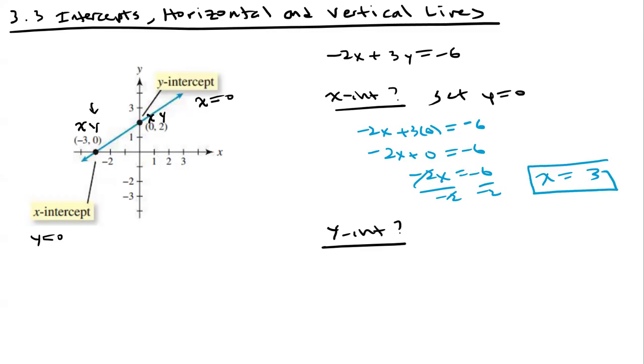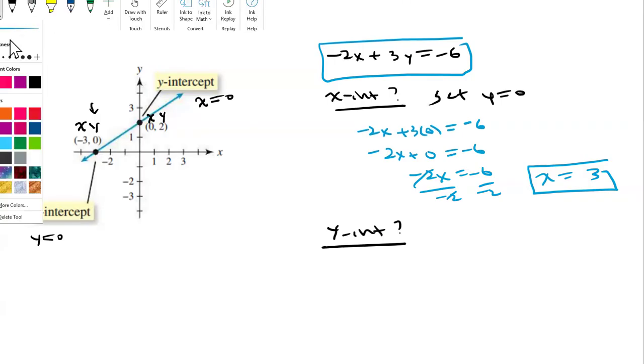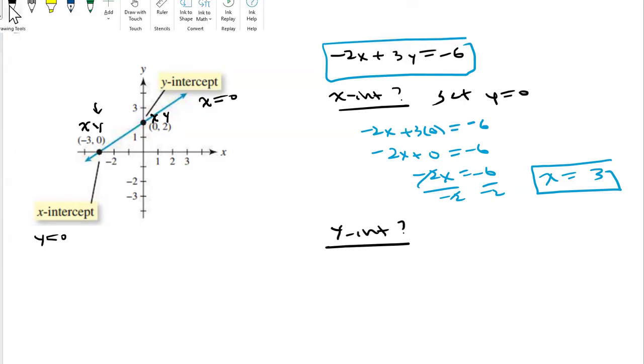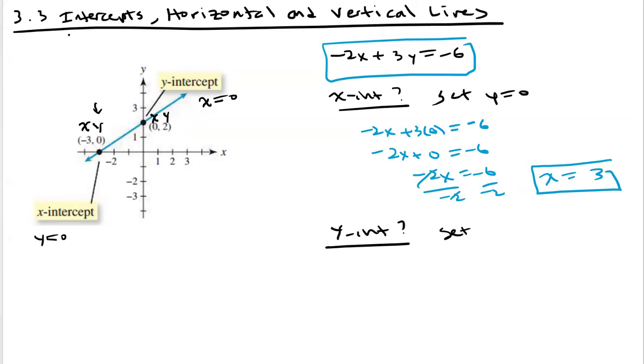All right, so for this problem, again, these two are not related to each other. The x-intercept would be 3. Now for the y-intercept, we do exactly the same thing, but now we're going to set x to 0. So we go back here and set x equals 0.